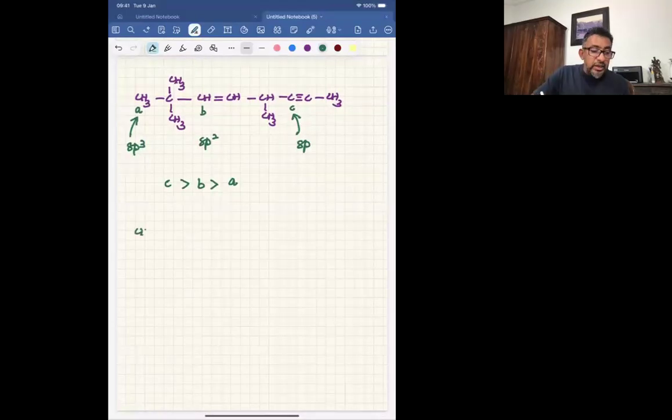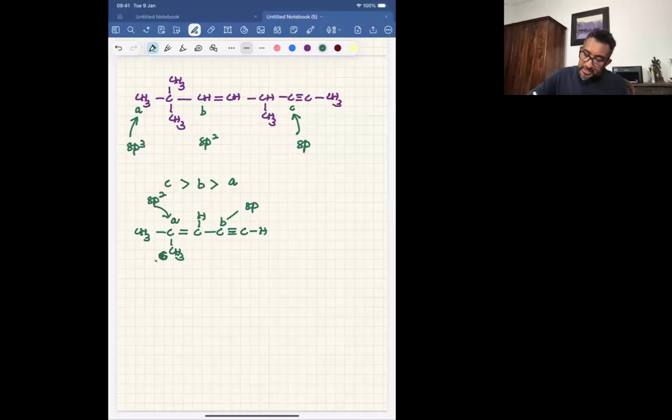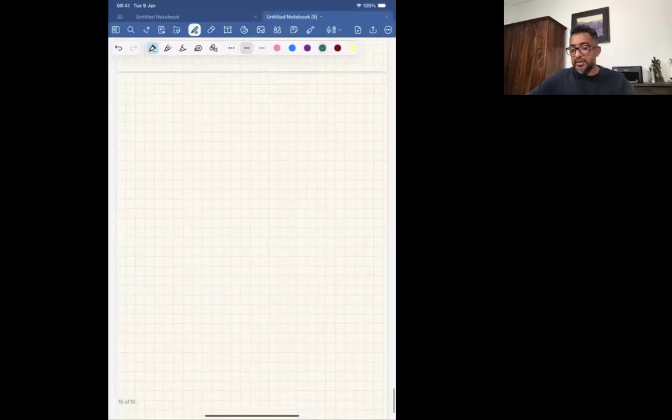So you get CH3, CH3, double bond, CH. Then you have a single bond, triple bond, CH. This is A, this is B, and this is, no, not B, this is C. This is C and this is B. B is sp. A is sp2. C is sp3. B is the most electronegative. A is the next one. C is the least electronegative. B, A, C. That's how the variation takes place.